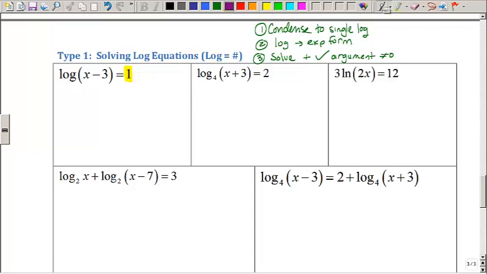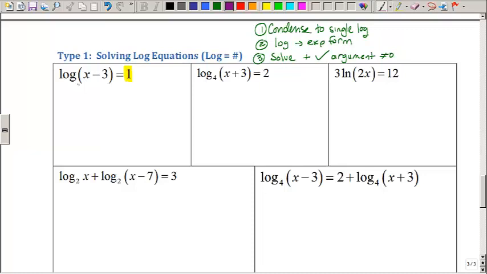Just to remind you of the steps that we're going to follow, step 1 says to condense to a single logarithm. For example, if there are 2 logarithms, you need to get them on the same side and condense them down to 1, so that it's in the form log equals number. Then step 2 says change the log to exponential form, where we can solve and then check the argument.